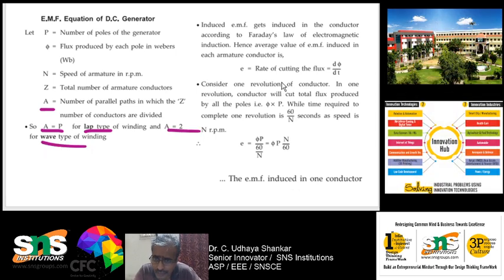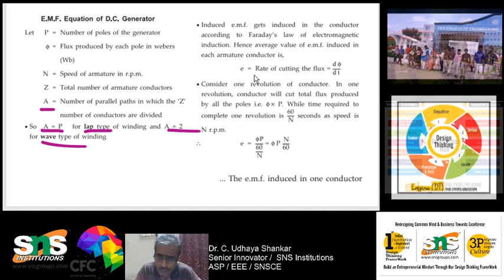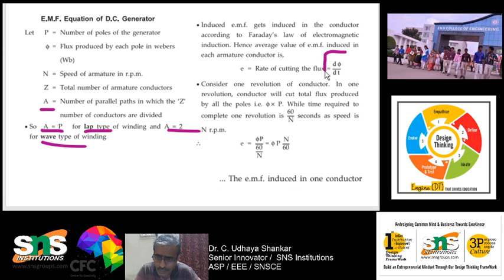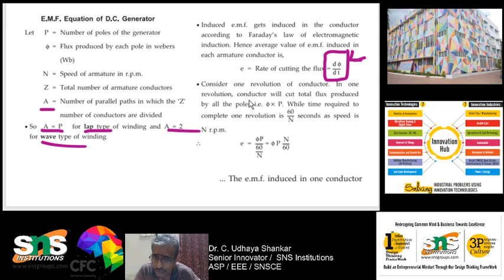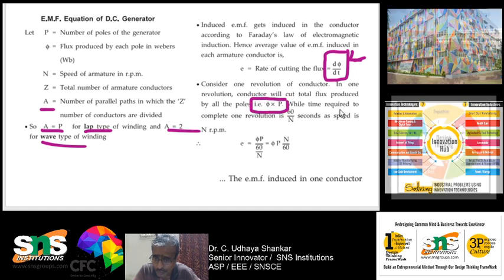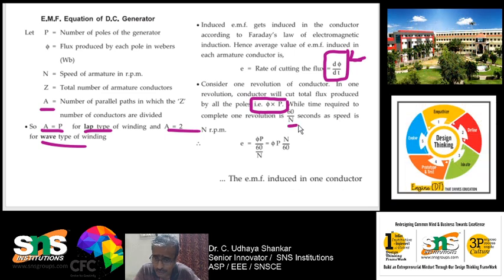According to Faraday's law of electromagnetic induction, everybody knows that the induced EMF will be equal to d phi by dt. What is d phi by dt? It is the rate of change of flux with respect to time. This is the EMF being generated. But we consider one full revolution. In one revolution, the conductor will cut phi into P, the number of poles, and it will take around 60 by N seconds to complete one revolution.